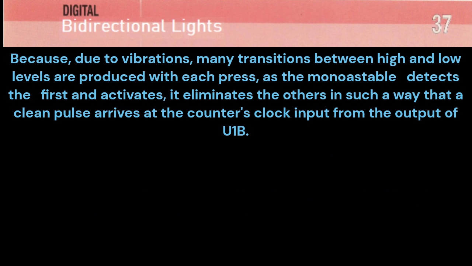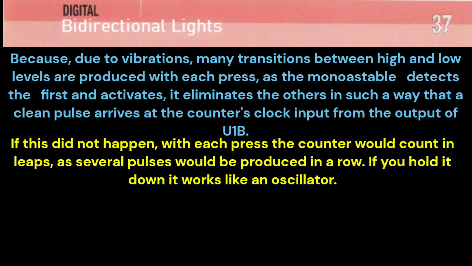Because, due to vibrations, many transitions between high and low levels are produced with each press. As the monostable detects the first and activates, it eliminates the others in such a way that a clean pulse arrives at the counter's clock input from the output of U1B. If this did not happen, with each press the counter would count in leaps, as several pulses would be produced in a row. If you hold it down it works like an oscillator.